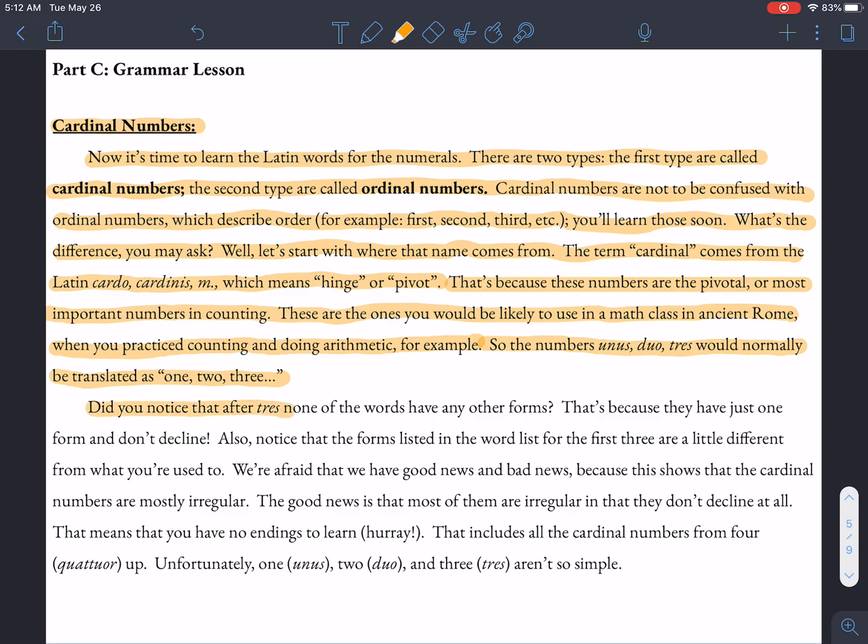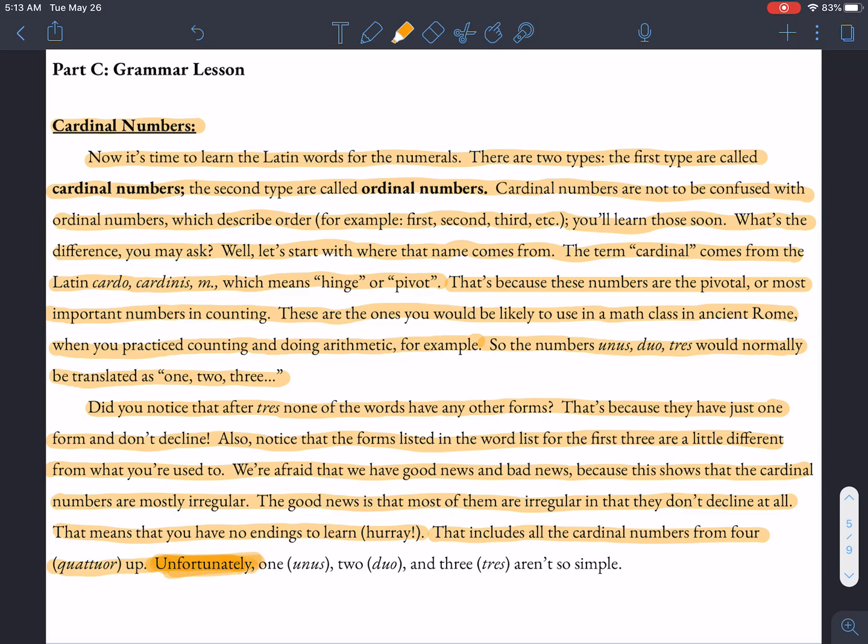Did you notice that after tres, none of the words have any other forms? That's because they have just one form and don't decline. Also notice that the forms listed in the word list for the first three are a little different from what you're used to. We're afraid we have good news and bad news, because this shows that the cardinal numbers are mostly irregular. The good news is that most of them are irregular and that they don't decline at all. That means that you have no new endings to learn. Hooray! That includes all cardinal numbers from 4, quatuor, up.